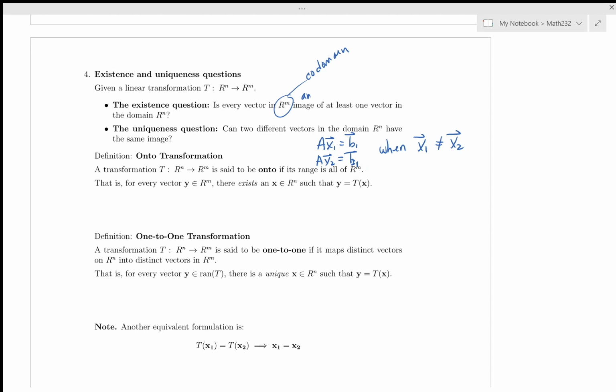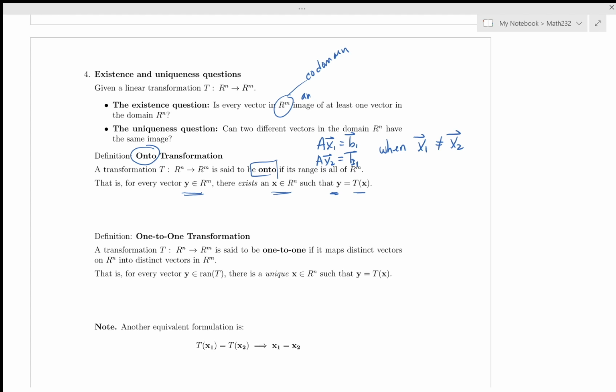And so we're going to use the words onto. A transformation is said to be onto if its range is all of Rm. That is, for every vector in the codomain, we can find a vector in the domain such that the vector in the codomain is a transformation of that vector in the domain. Okay, it's onto. The whole thing is covered. I'm going to say it that way sometimes too.